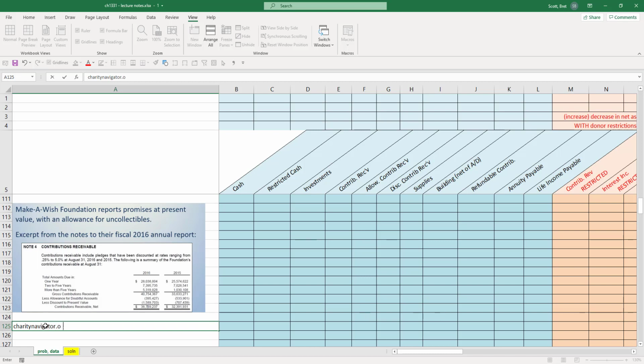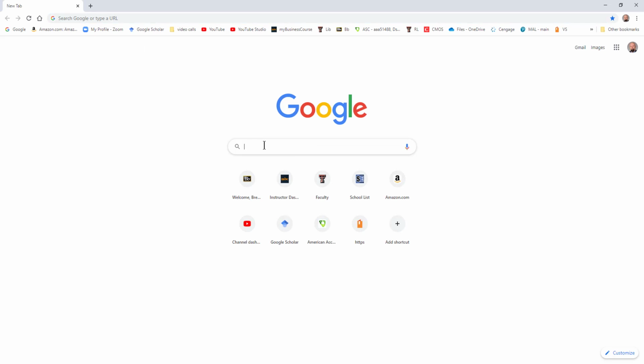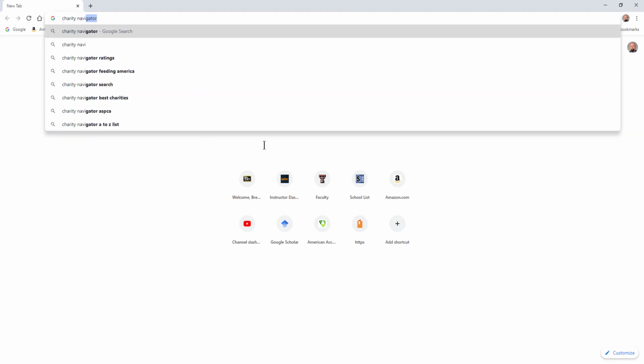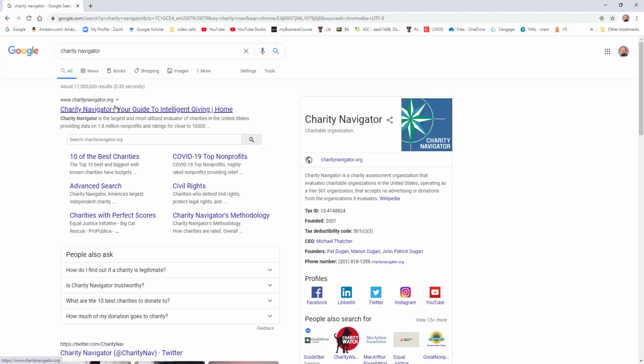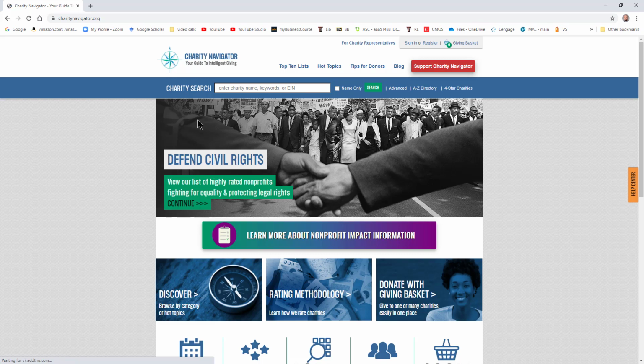charitynavigator.org. In fact, let me see if I can pull it up here really quick. Charity Navigator. There it is. Easier to look it up on Google. If you ever want to look at how well a certain nonprofit corporation spends money, go to charitynavigator.org, then type it in. So Make-A-Wish.